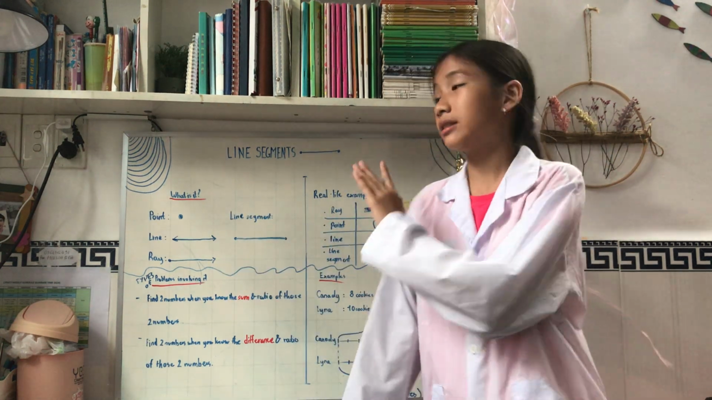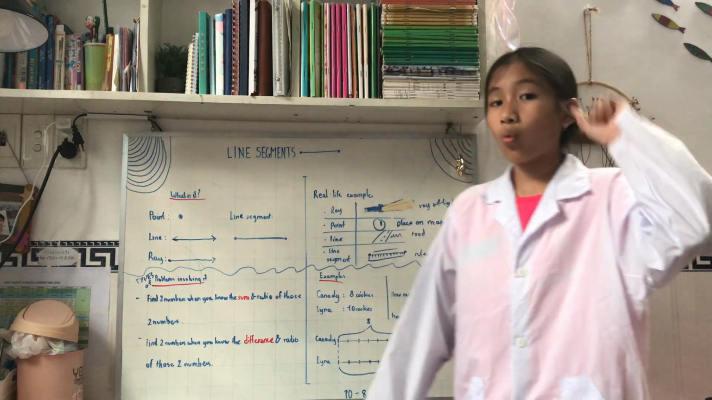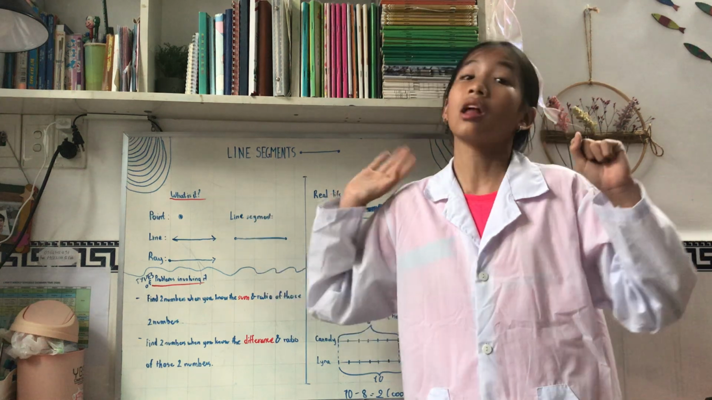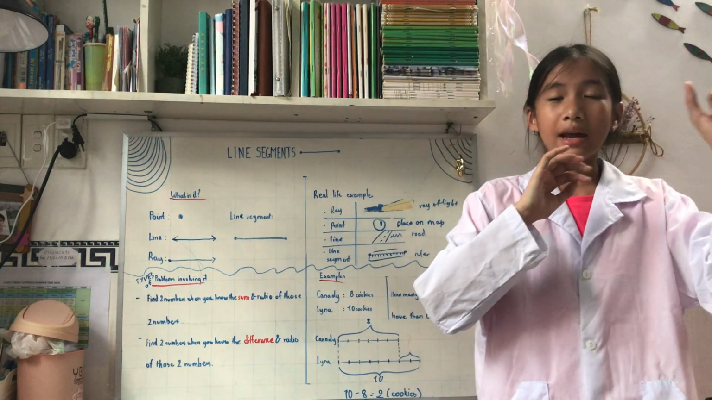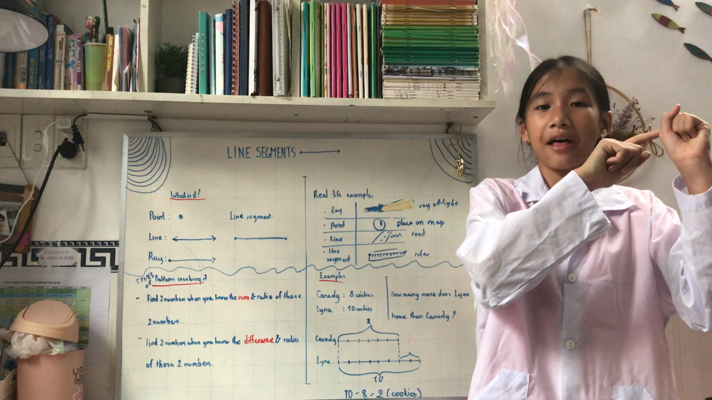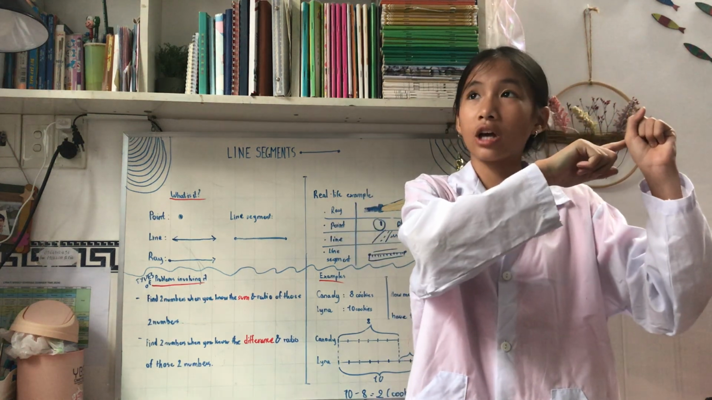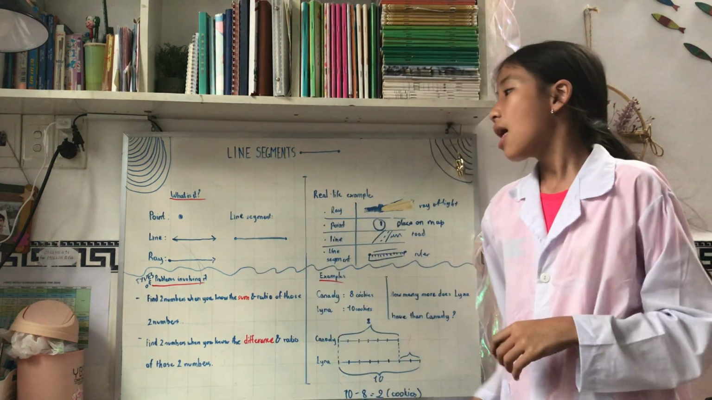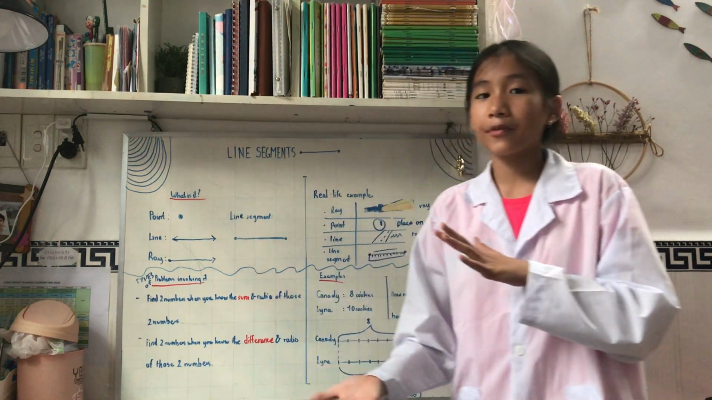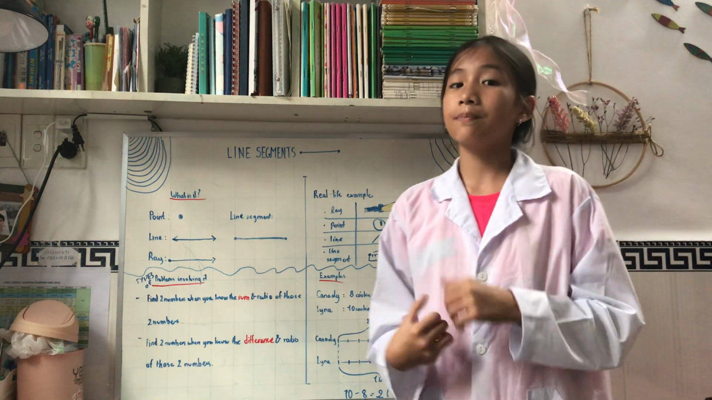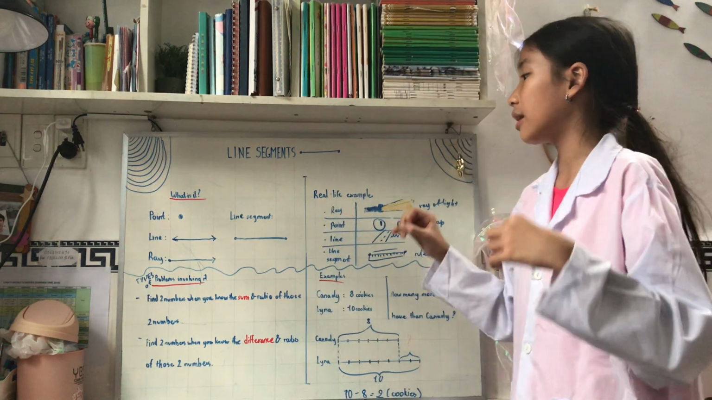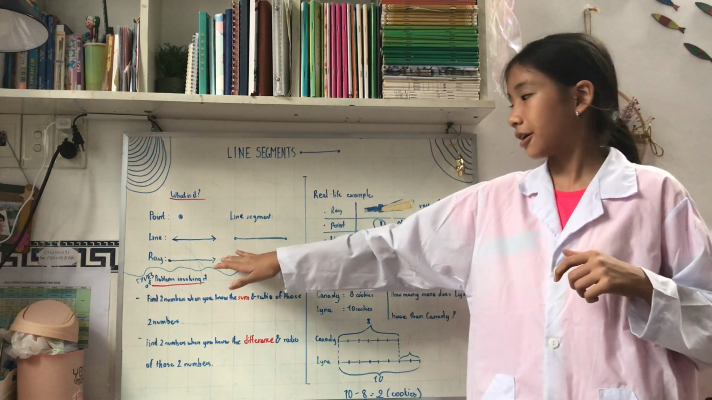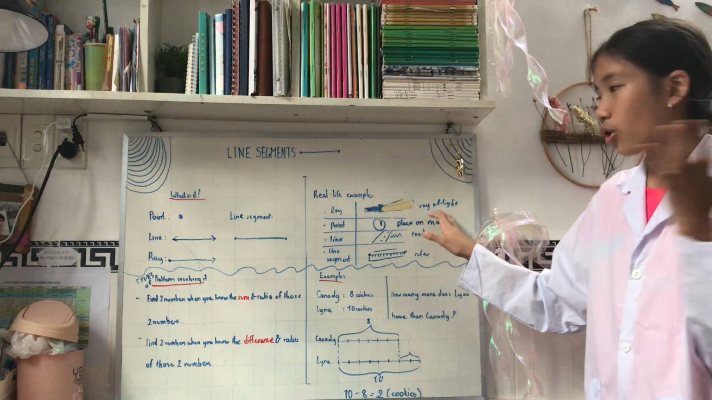Now for the ray, it is different from the line. It has one endpoint, and the other end does not have an endpoint, not like a line segment. So there is one endpoint here, and the other end goes on never ending in that direction, not in this direction, but that direction. Now for the line segments, like I said before, it is a line that is bounded by two endpoints.